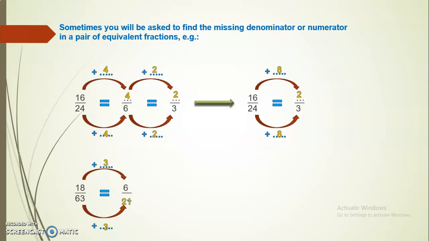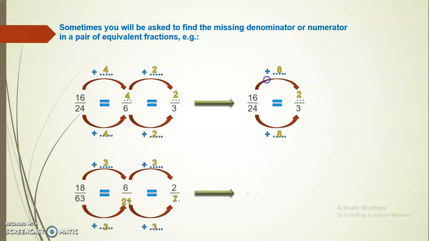What is the relation between 6 and 21? Both of them are found in table 3. So I'll divide them again by 3. It will be 2 over 7.